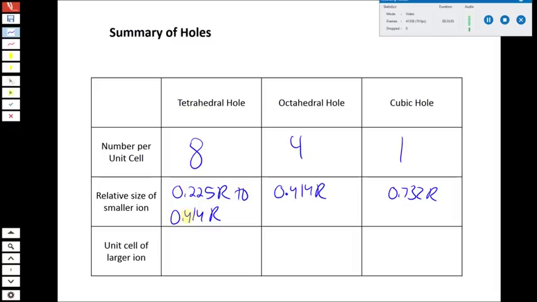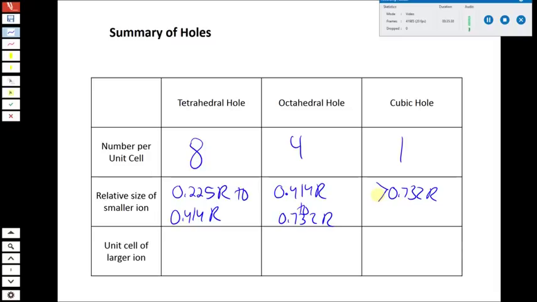If the size of the smaller ion is 0.414 or larger, up to 0.732, it's going to occupy octahedral holes. So again, these are always ranges that we would predict. So if the size of the smaller ion is in that range of relative radius of the larger one, it's going to occupy an octahedral hole, or at least that's the prediction we would make. As I said, these predictions are not perfect, but they're pretty good guidelines. And then finally, for cubic holes, anytime the radius of the smaller ion is greater than 0.732 times the radius of the larger, then we would predict cubic holes being occupied.